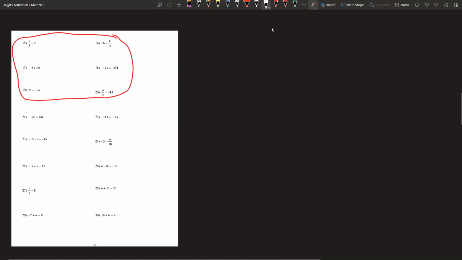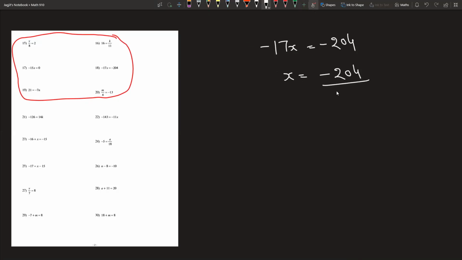Next up, what you had is minus 17x is equal to minus 204. So what will happen is the 17 will go across. It will land at the bottom. So you have minus 204 divided by minus 17. Now negative negative cancels. And what's 204 divided by 17, folks? 12. Okay. Good stuff.